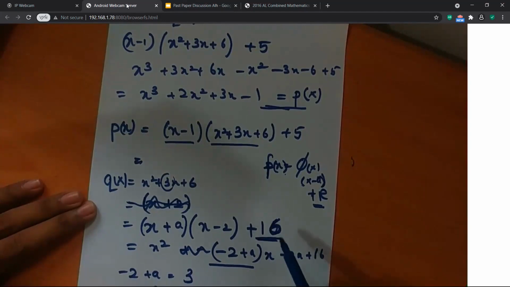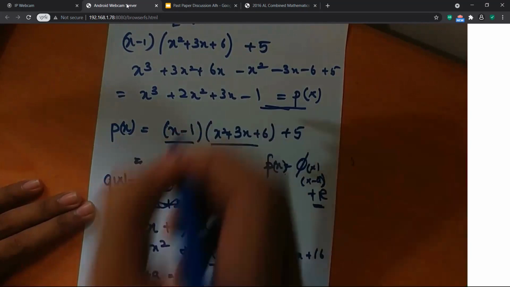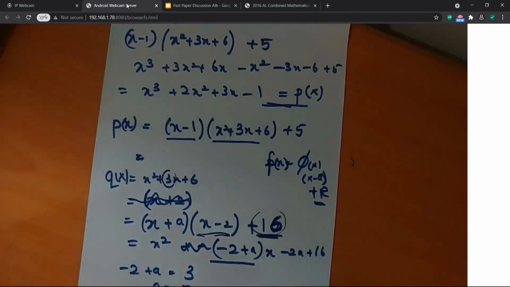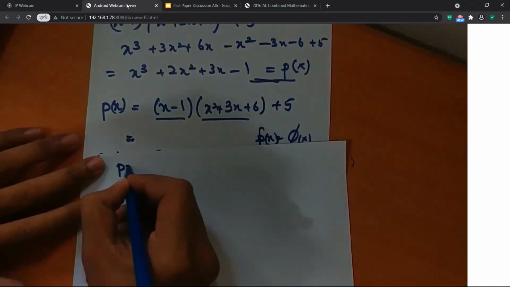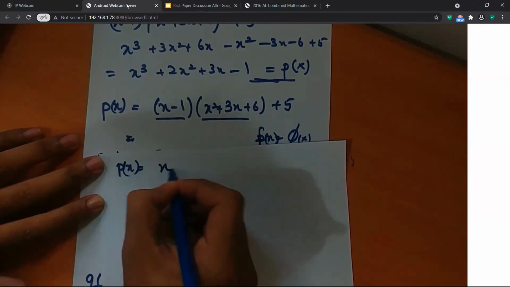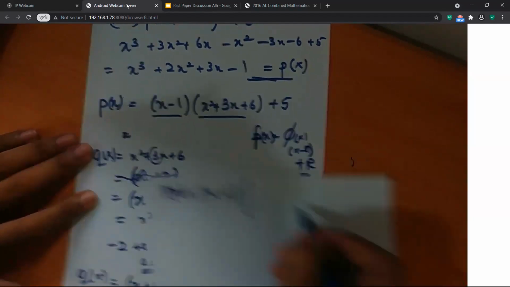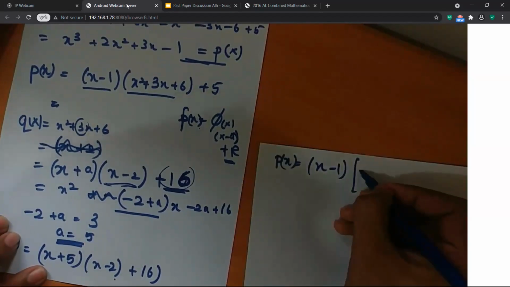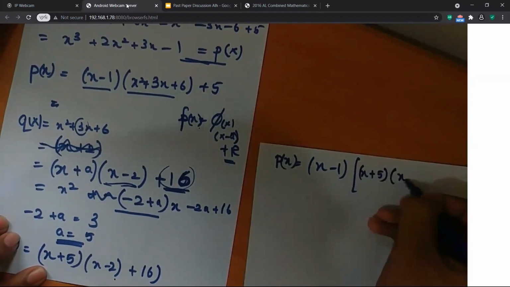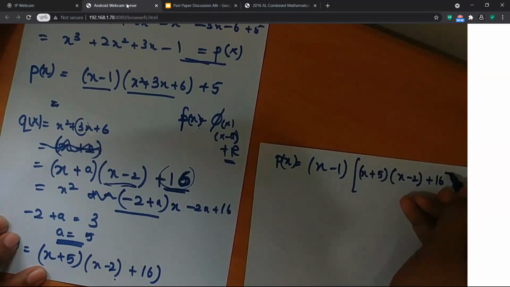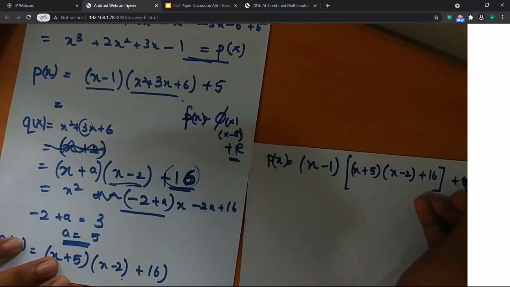Right? How did I get the 16 in the first place? Remember the first part of the question, we substituted and said if it's divided by x minus 2, the remainder is 16. So that's what we used here. So now we can substitute this in this equation and get the answer we need. So p(x) can be written as (x minus 1) times, instead of q(x), what I put in is (x plus 5) times (x minus 2) plus 16. I put it here, right? Plus 5. Now you simplify it, you get the answer.